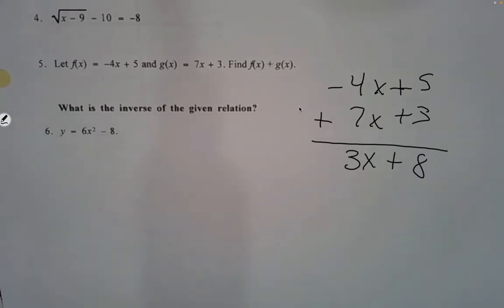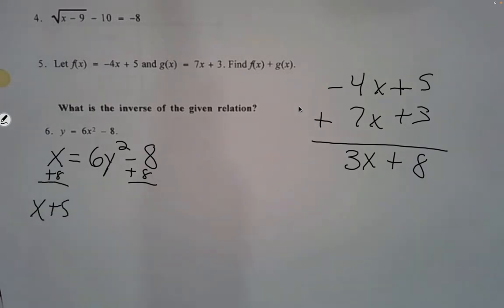Okay, then the last one says find the inverse. What do you do for the inverse? You switch your x and y. So it's going to say x equals 6y squared minus 8. Then what do we do to solve? You add 8 to both sides. So I have x plus 8 equals 6y squared.